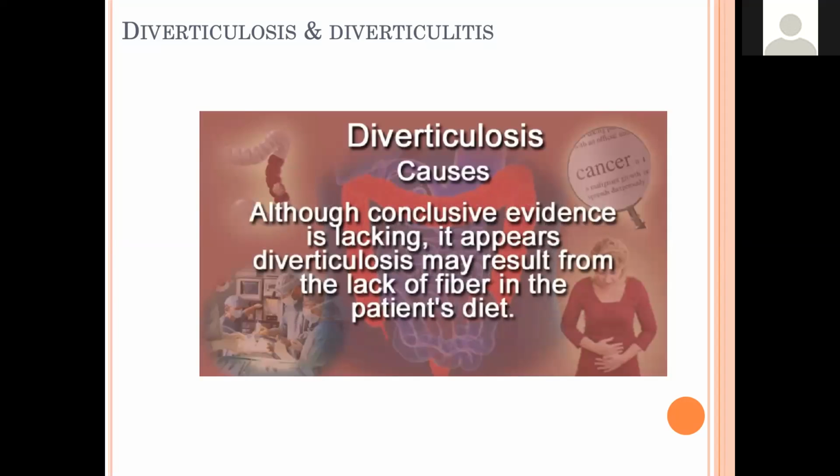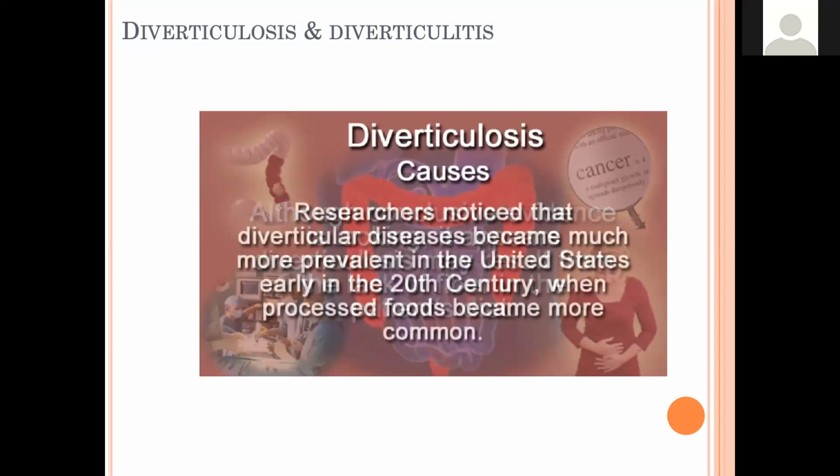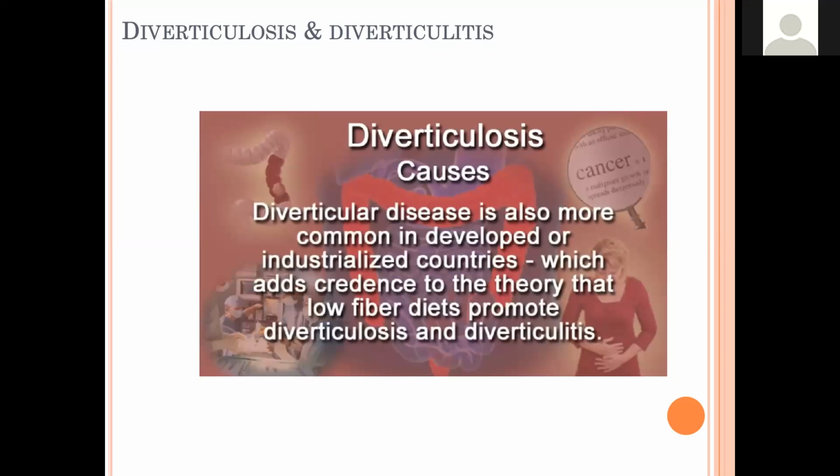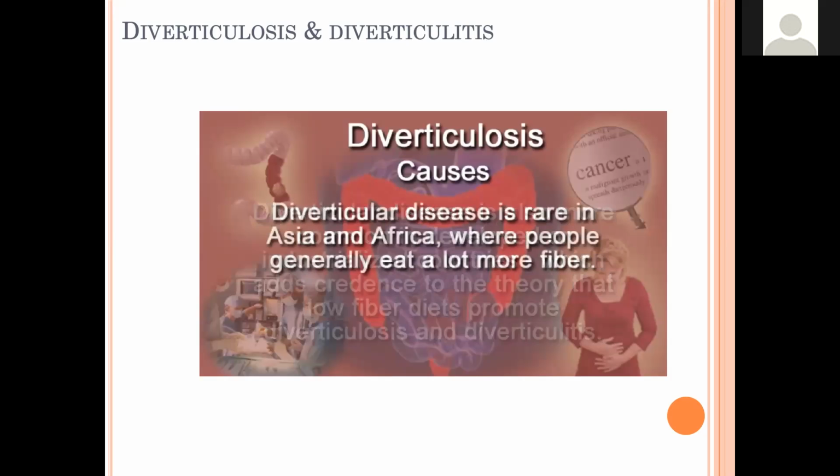Let's take a look at some of the possible causes of diverticulosis. Although conclusive evidence is lacking, it appears diverticulosis may result from the lack of fiber in the patient's diet. Researchers have noticed that diverticular diseases became much more prevalent in the U.S. early in the 20th century when processed foods became more common. Processed foods generally have less fiber. The more processed foods you eat, the less fiber you get. Diverticular disease is also more common in developed or industrialized countries, which adds credence to the theory that low fiber diets promote diverticulosis and diverticulitis. Diverticular disease is rare in Asia and Africa, where people generally eat a lot more fiber.